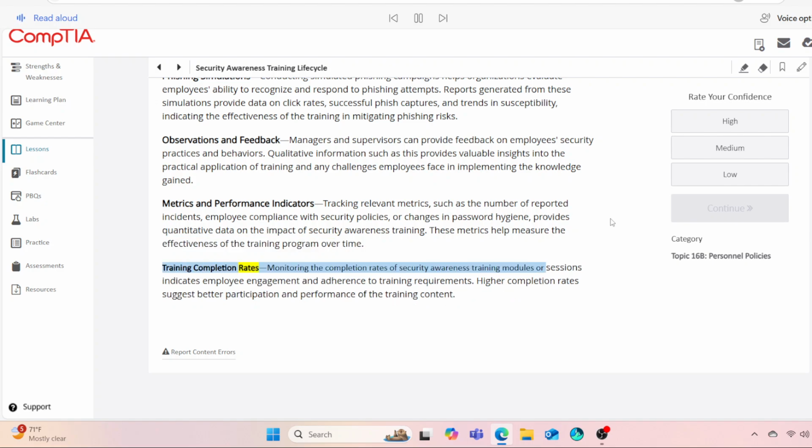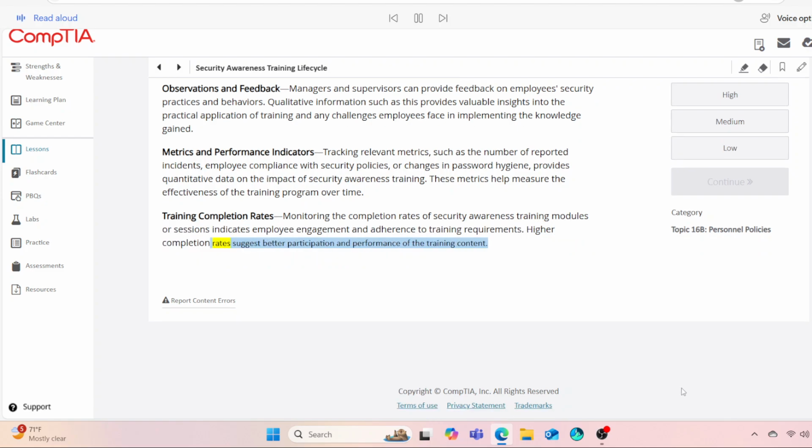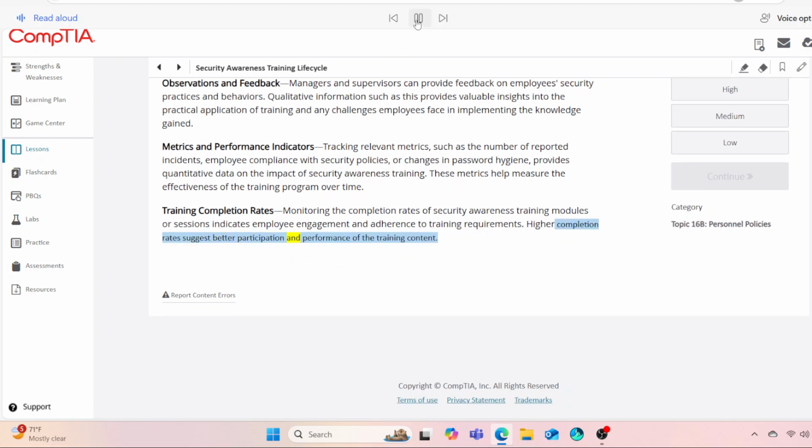Training completion rates. Monitoring the completion rates of security awareness training modules or sessions indicates employee engagement and adherence to training requirements. Higher completion rates suggest better participation and performance of the training content.